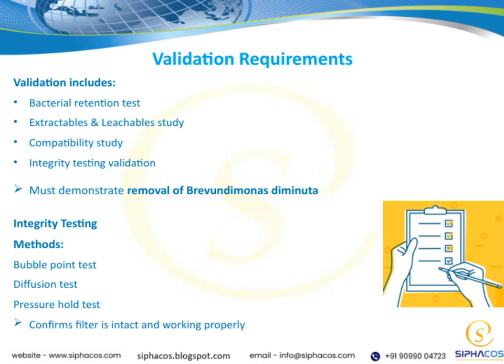Let's move on to integrity testing methods. We use several approaches to ensure our filters are working properly. The bubble point test measures the pressure at which air bubbles pass through the filter, indicating pore size and integrity. The diffusion test checks whether the filter can prevent certain molecules from passing through, confirming its barrier properties. And the pressure hold test involves applying pressure and monitoring for leaks or failures over time. Together, these methods confirm that the filter is intact, functioning correctly, and ready for use in critical applications.